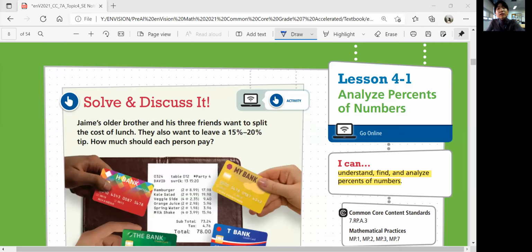Okay, now let's look at the first lesson, analyze percents of numbers. In this lesson, you'll be able to understand, find, and analyze percents of numbers. Let's look at solve and discuss a question. Jamie's older brother and his 3 friends want to split the cost of lunch. They also want to leave an additional 15% to 20% tip. How much should each person pay?